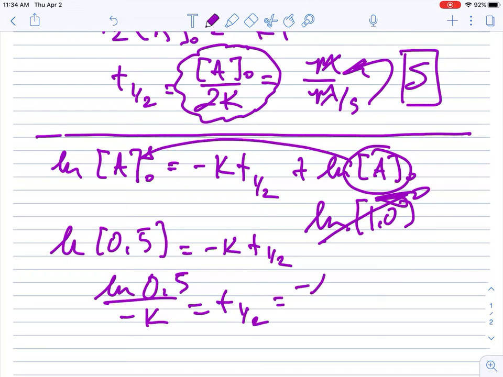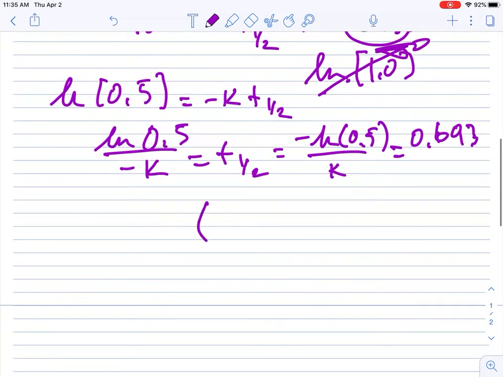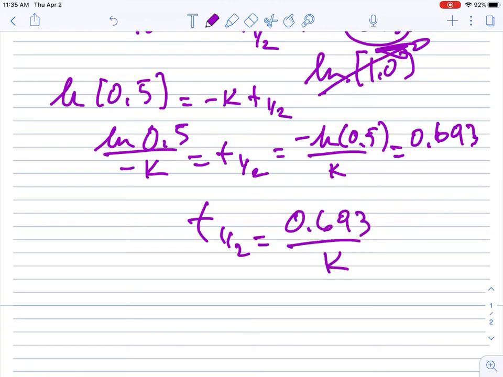So if I take the negative natural log of 0.5 divided by k, the negative log of 0.5 is 0.693. Let me write that again. So the half-life is 0.693 divided by k. So on your sheet, this is where that 0.693 comes from, okay? Because that's the natural log of 0.5.